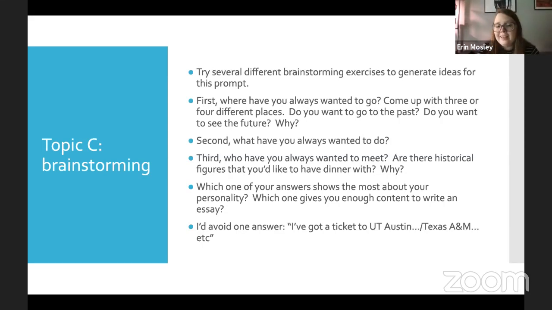One big thing that you do want to avoid with topic C is you do not want to say that you have a ticket to the school that you're applying to. No one wants to read an essay about how I want to go to UT and my ticket is my acceptance letter. No, just don't do it. Save everyone trouble. You can write a much better story using your creativity elsewhere.